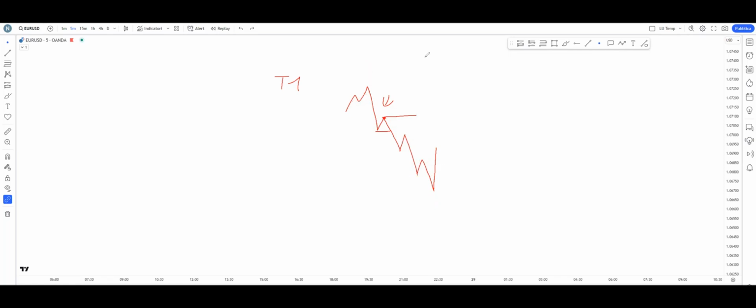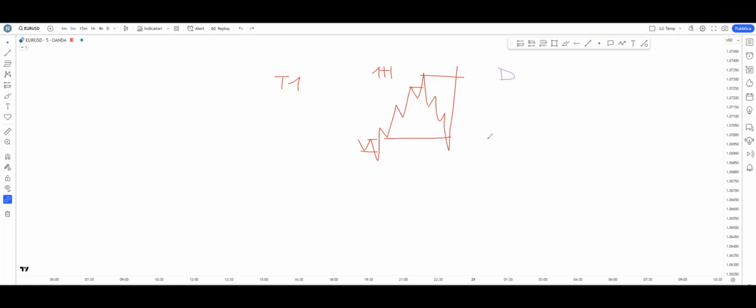Also, why do we use the actual T1? Because our range cycle looks like something like this. And let's say we are on the 1 hour time frame. And if we move, let's say, onto the daily, what we will see is simply something like this.